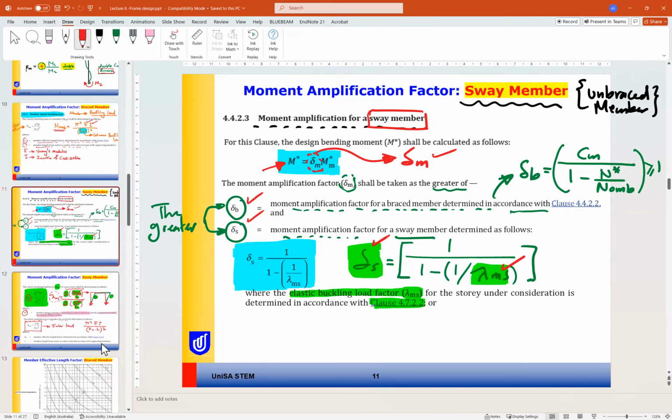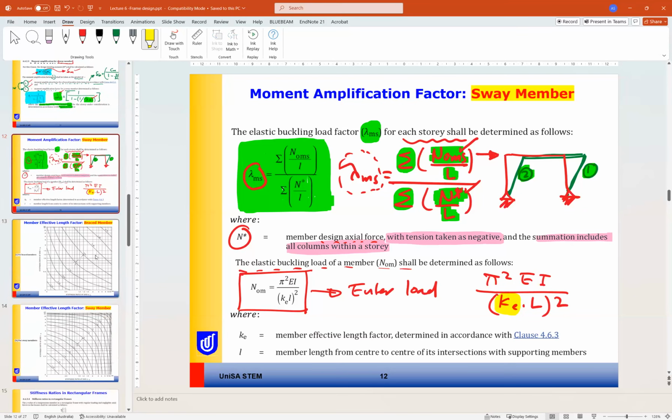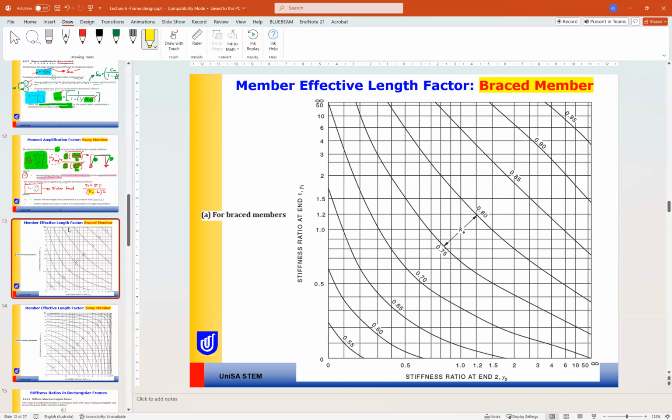So now what is the missing parameter here? The missing parameter in our calculation is the effective length factor K effective. How do we find the effective length factor K effective? For frames, we can't use the ideal values. I will open the standard for you now.